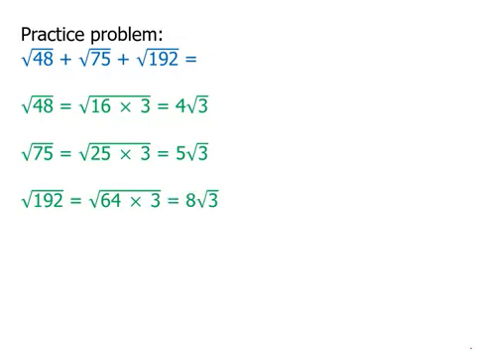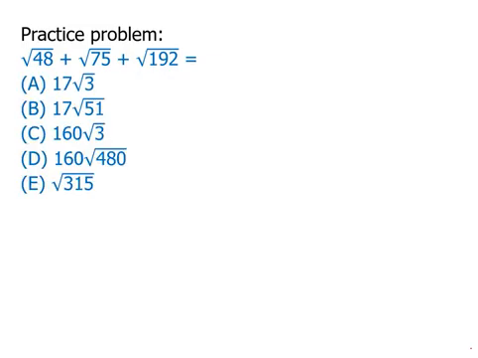Well, now we've simplified all three. So all three are in simplified form, so we can simply add them. So 4 of anything plus 5 of that same thing plus 8 of that same thing has to be 17 of that thing. So the whole thing just simplifies to 17 root 3, and we choose answer choice A.